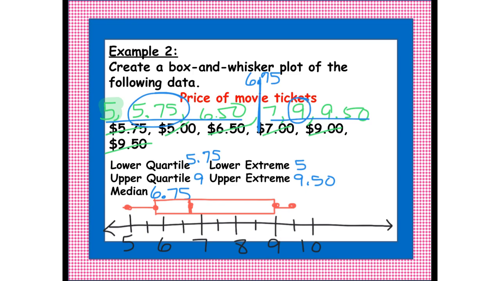By looking at this picture, I can see that most of the sections are about the same. One section of the box is a little bigger than the others, so it's approximately symmetrical. It's not really skewed left or right. I can also tell that 50% of the prices are between $5.75 and $9. So half of the movie theaters, their prices are between $5.75 and $9.